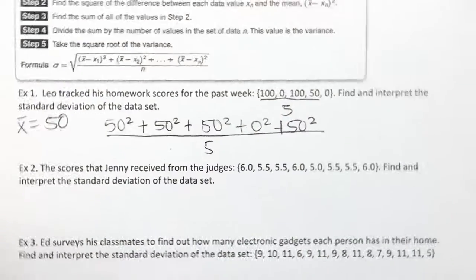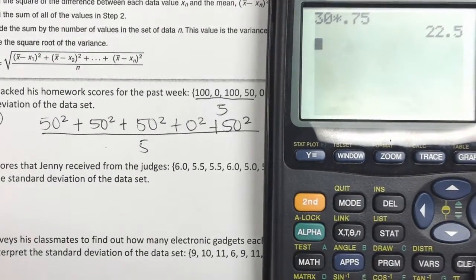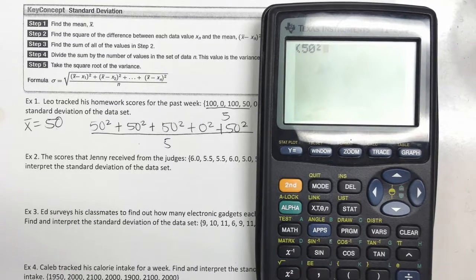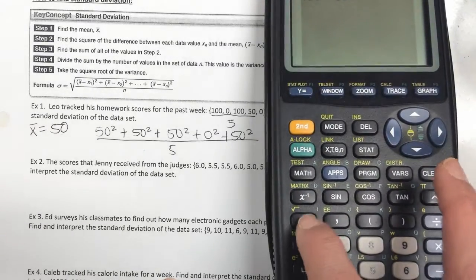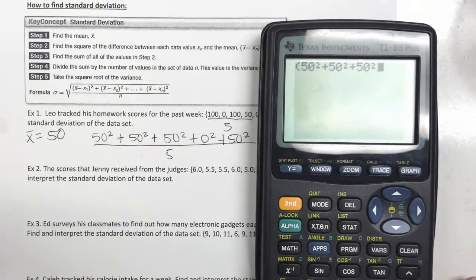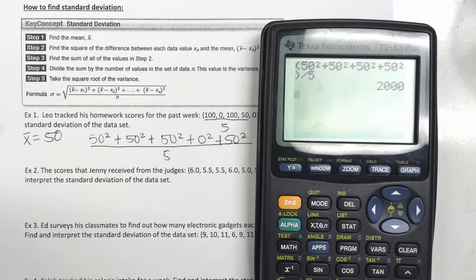5. Now, if you're using a calculator, I'll show you how to type this in the easiest way. Alright. Let me zoom out. So, the easiest way to type it in is just do it all together. Put parentheses if you can. And then 50 squared plus 50 squared, and the squared button's right here if you're wondering. Do I have to type in 0 squared? No. So plus 50 squared. And then close your parentheses. And then put divided by 5. Hit enter. Did everybody get that?